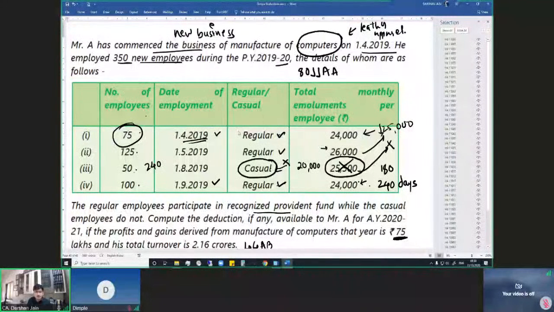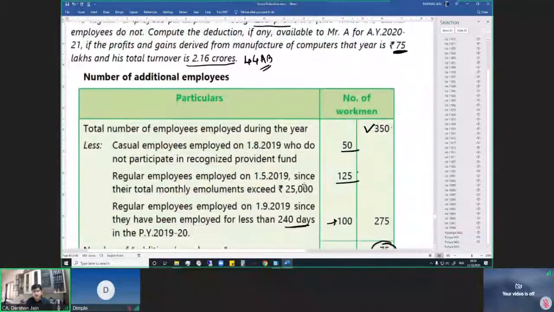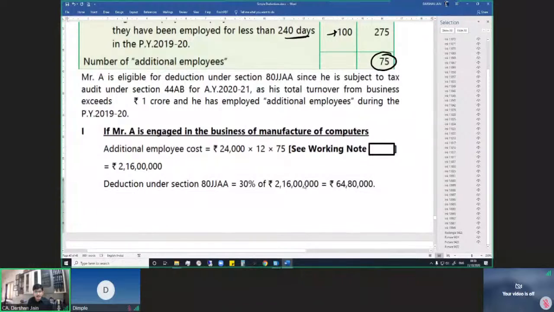Now what is the amount of deduction therefore? They are employed for the complete year, right? So 24,000 rupees of salary into 75 employees into 12 months. So that would become your total additional cost. Now out of the total additional cost, what you end up claiming is only 30% of such cost. So only 30% would be eligible under 80 JJAA. So you are going to claim only 30% of it under 80 JJAA.